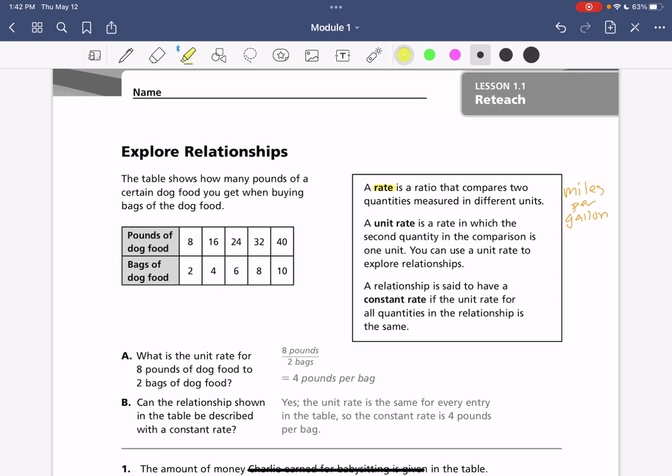We also have unit rate. And that is a rate in which the second quantity in the comparison is 1 unit. So that's the big piece in this one, is that it's 1 unit. So miles per 1 gallon. Rate can be 2 different units. It doesn't have to be to the 1 in the denominator. And then we have constant rate. And a relationship is said to have a constant rate if the unit rate for all quantities in the relationship is the same. So that is what we're going to explore today.